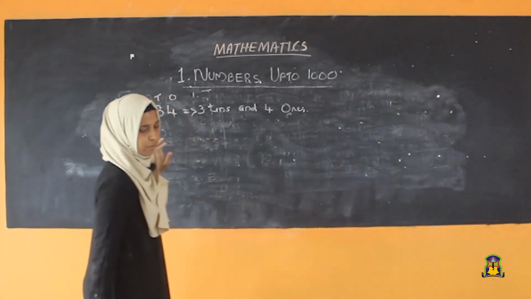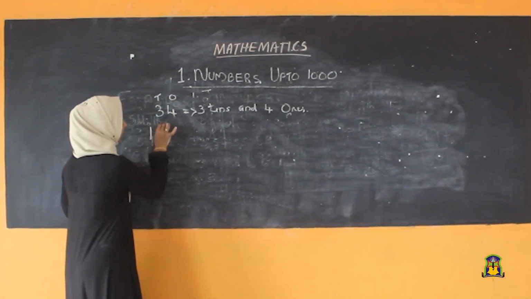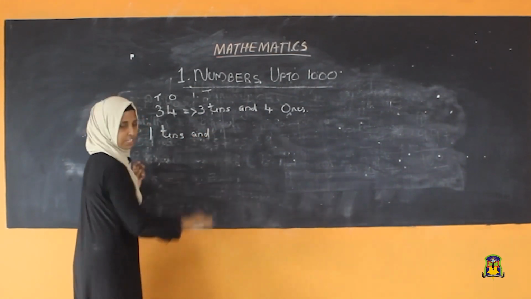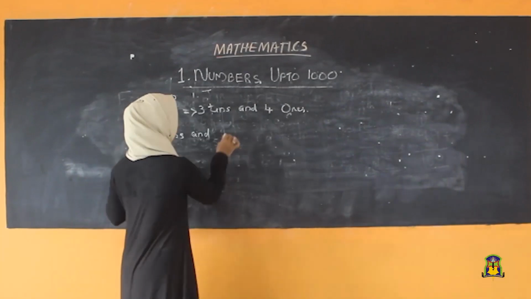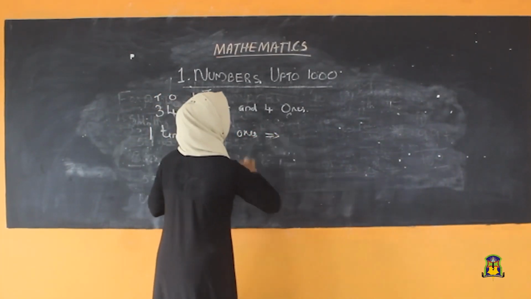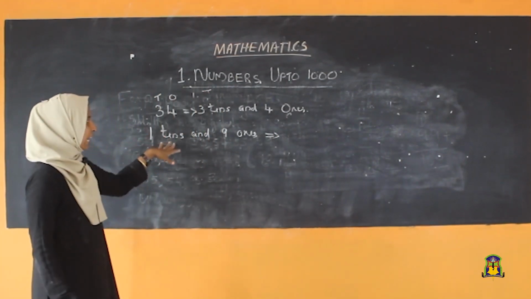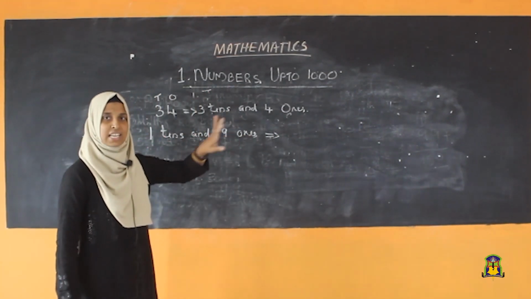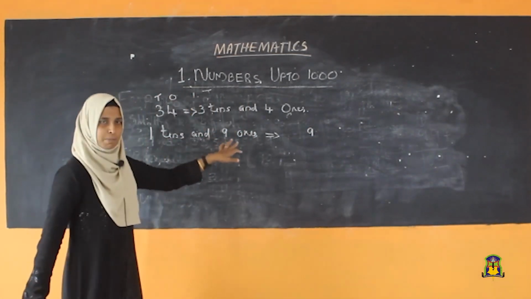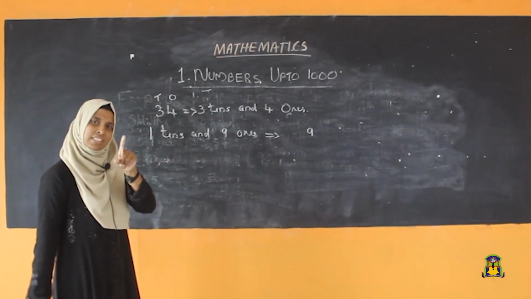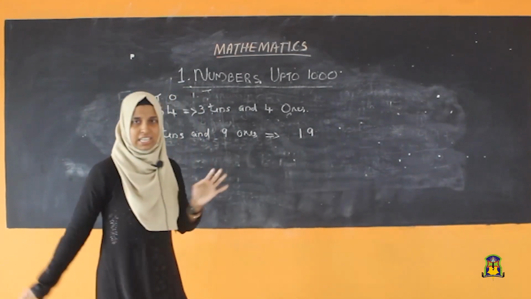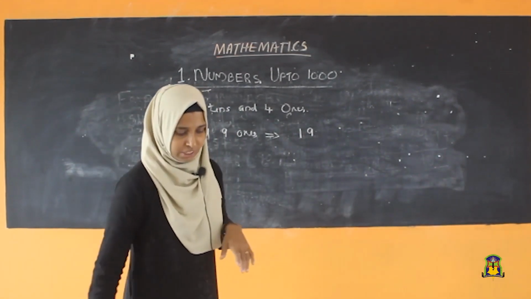Okay, look children, second one is given 1 tens and 9 ones. How can we write this number? 1 tens and 9 ones. That is, in the ones place, 9 is there, and in the tens place, 1 ten. So 1 is there. So which number is this? 19. Okay. All of you got it?